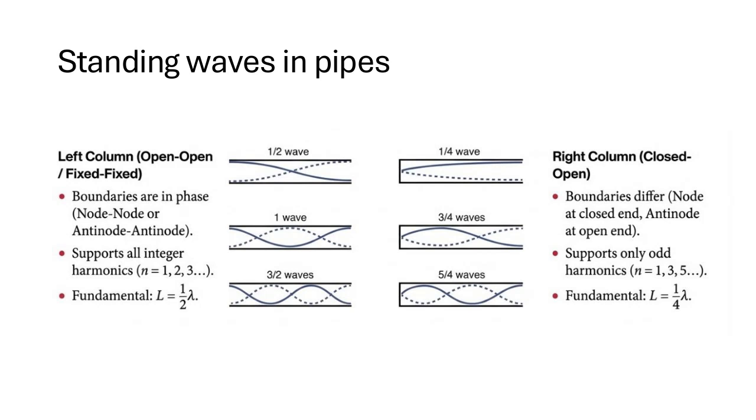On the other hand, a pipe closed at one end and open at the other has boundaries that differ, a node at the closed end and an antinode at the open end. This configuration only supports odd harmonics, and the fundamental wavelength fits 1/4 of a wave into the pipe. These differences in boundary conditions directly affect the harmonics and fundamental frequencies that the pipe can support, which is important for understanding how musical instruments and other systems involving pipes produce sound.